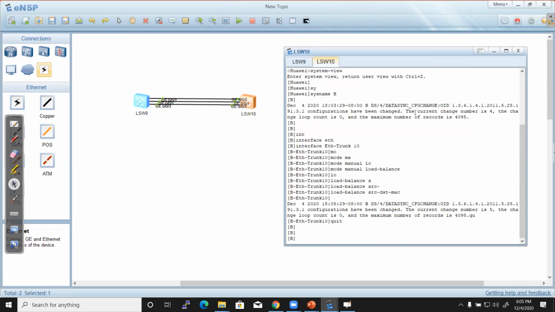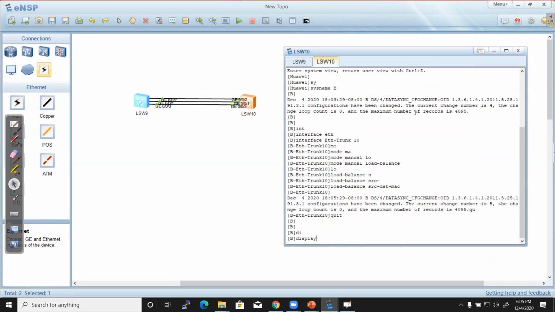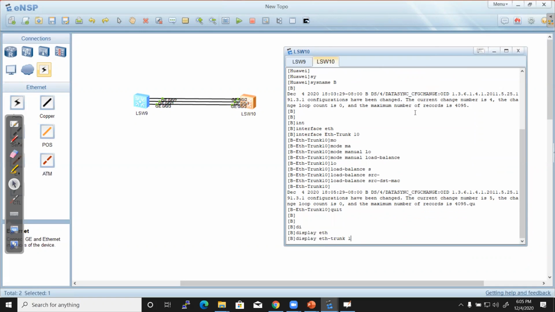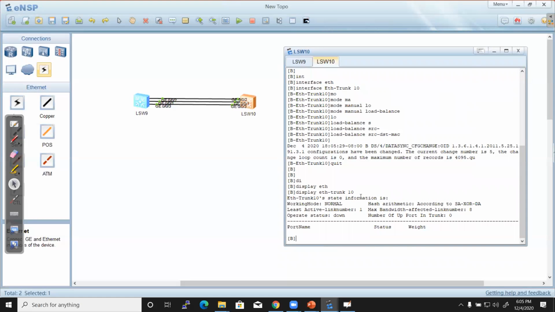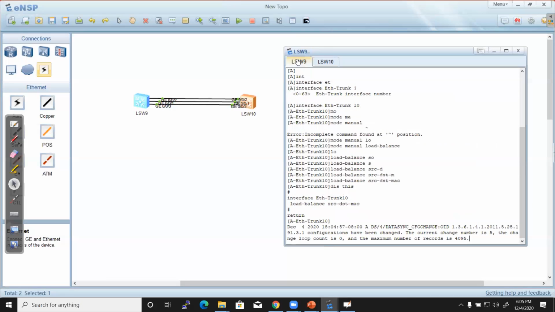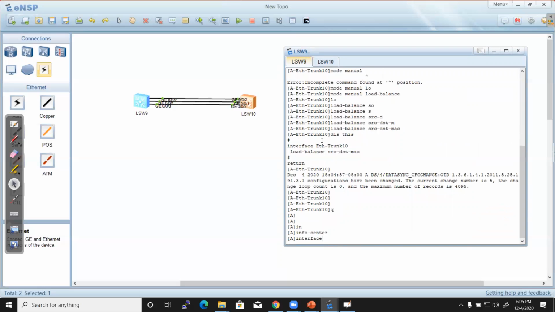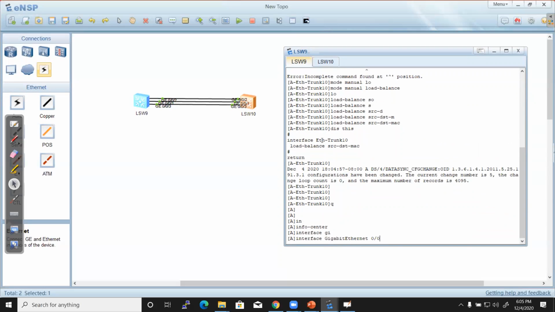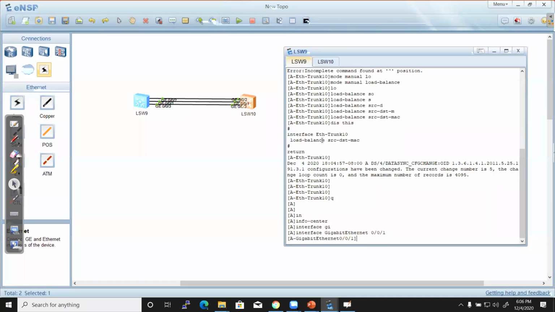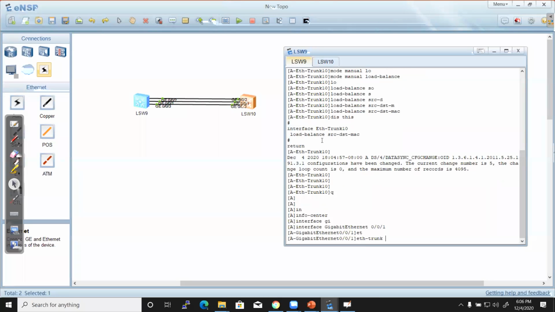Now you have created the logical bundle, and how can you verify? Display each trunk, for example, 10. You can see we have created this bundle, but none of the ports is a member of this bundle. So we need to map these three physical interfaces with the logical bundle. How do we do that? Simply, we will go to interface gig 0/0/1, and ask this interface to be a member of each trunk.